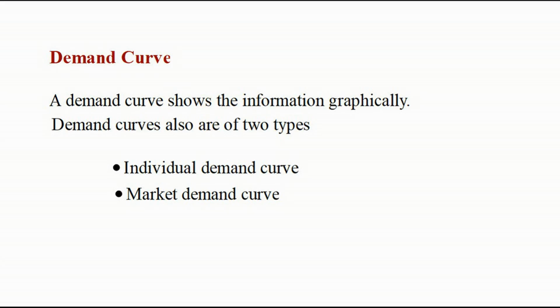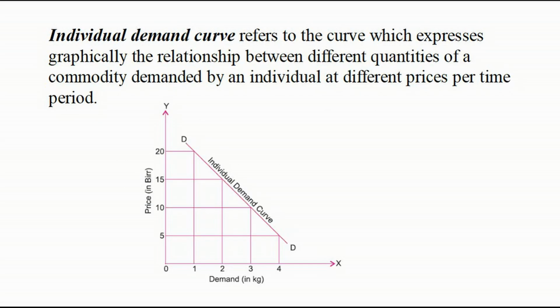Demand curve. This is the other way of representing demand. A demand curve shows the information graphically. The demand curve also has two types: the individual demand curve and the market demand curve. The individual demand curve expresses graphically the relationship between different quantities of a commodity demanded by an individual at different prices per time period.